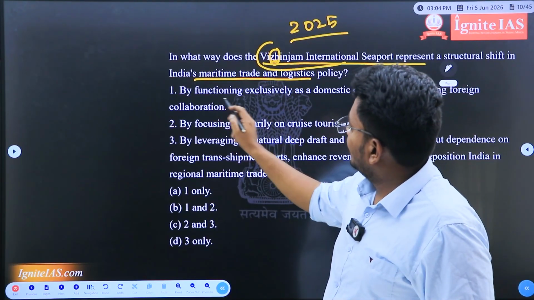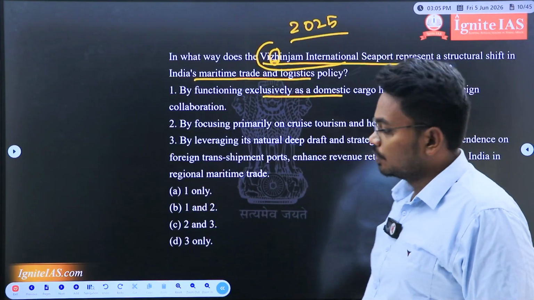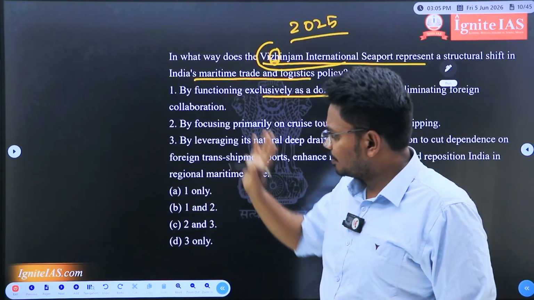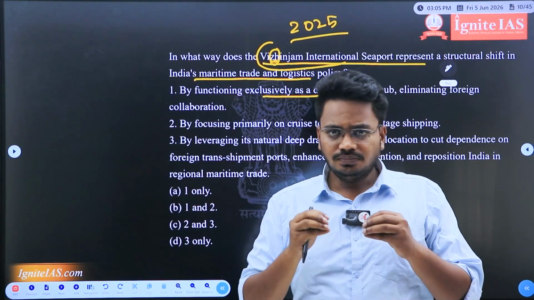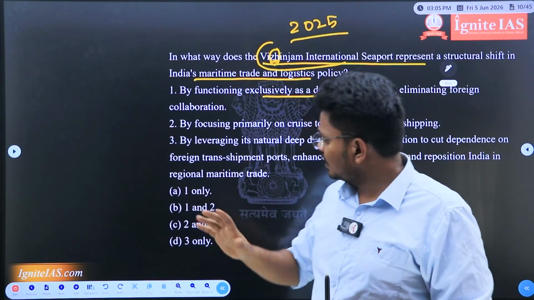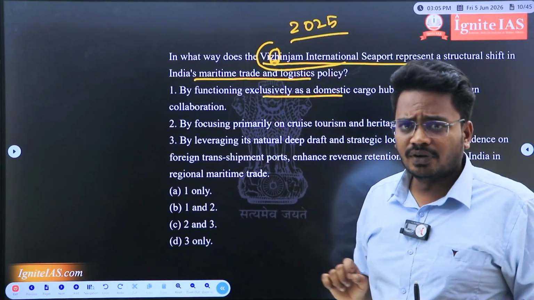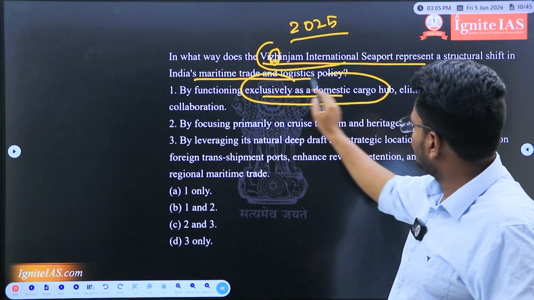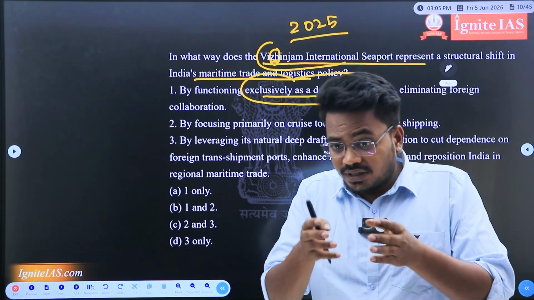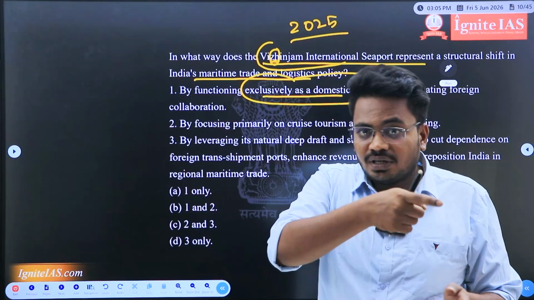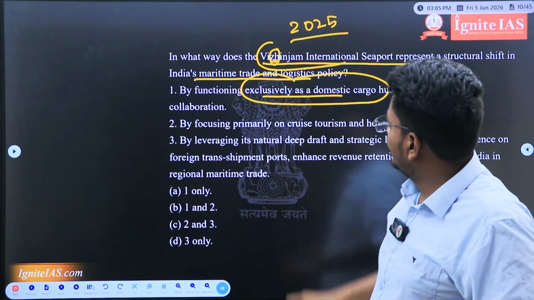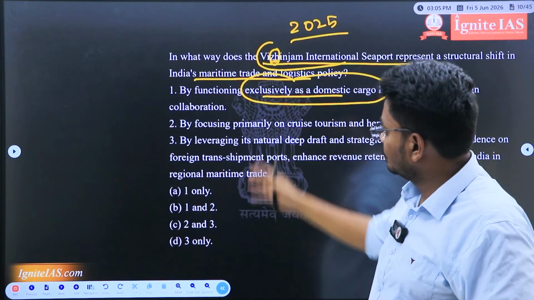Statement 1: by functioning exclusively as a domestic cargo hub. Whenever you find extreme words, earlier we used to eliminate those statements as wrong. But nowadays they are giving extreme words in right statements as well. Still, if you see this statement, this is a wrong statement. Why? Here it says it is exclusively a domestic cargo hub. No, it is not a domestic cargo hub; it is an international cargo hub. It was constructed to bypass the ships that were traveling towards Colombo in Sri Lanka. So this Vizhinjam International Seaport has been constructed for that. So statement 1 is wrong.